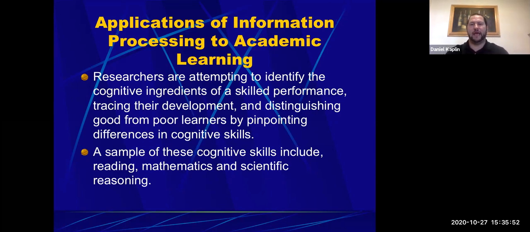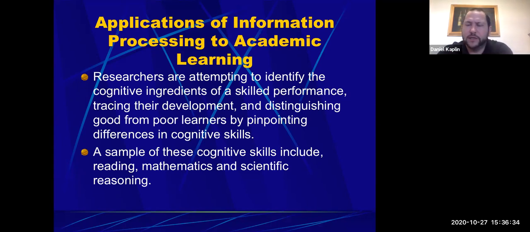But let's shift to the application of this lesson today on academic learning. So what's the point? Why this lecture of information processing? Well, first thing is that researchers are trying to identify how people perform, how they develop memory and thinking and tracing their development. And they're trying to understand what internal processes help a person who's a good learner from a poor learner. And I hate to use the word poor learner, but a person who's not demonstrating good outcomes.